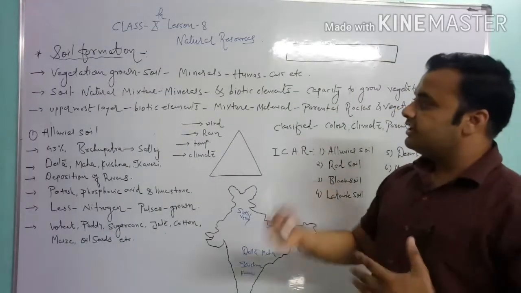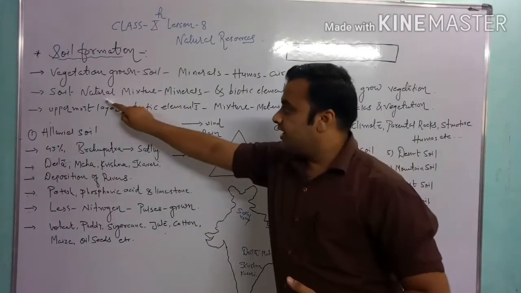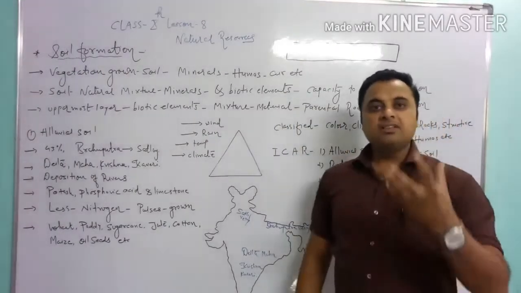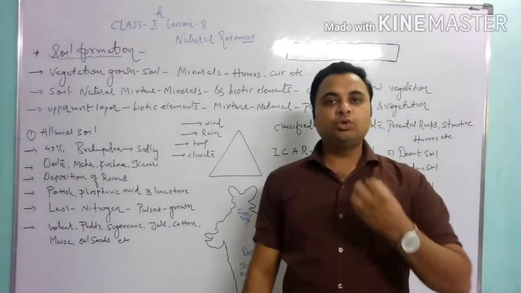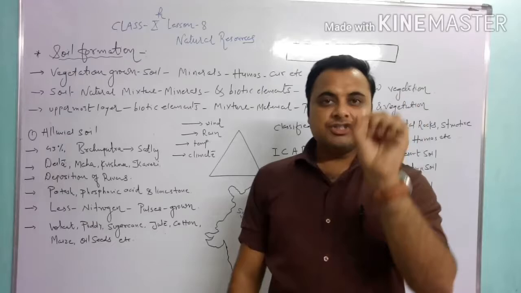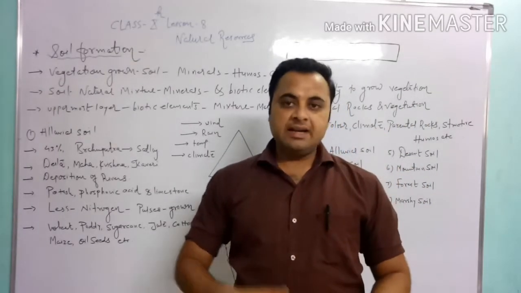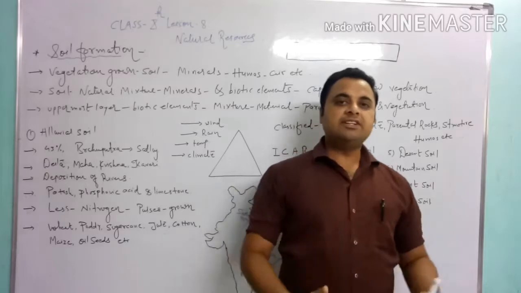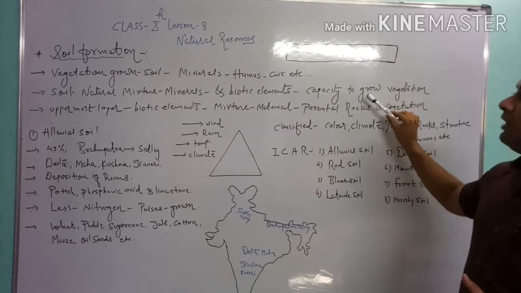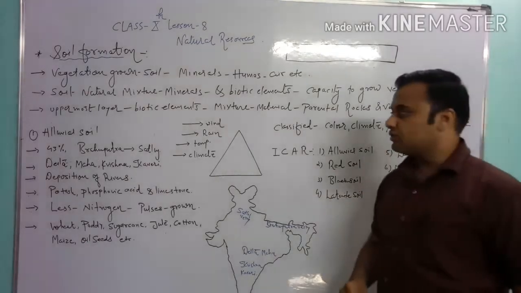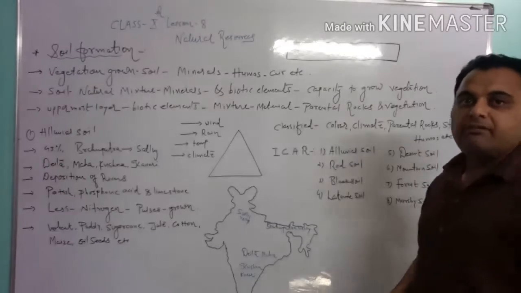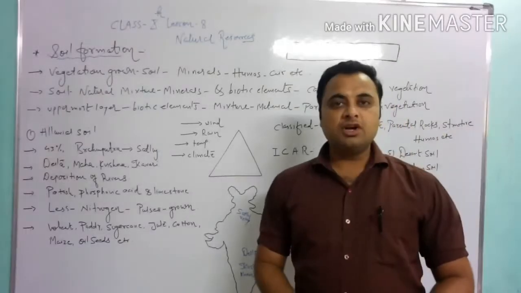The soil formation is a natural process. It is a natural mixture of minerals and biotic elements, because the biotic elements have the capacity to grow vegetation. Biotic का मतलब होता है जैविक, जिसके अंदर जान होती है, that is the living things, and that is the capacity to grow the vegetation on the upper layer of the earth, the surface. So the biotic elements are a very important factor in the formation of the soil. The parental rocks and vegetation are also the main factors.